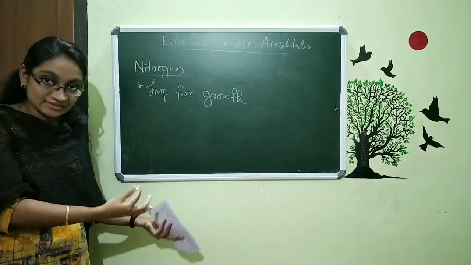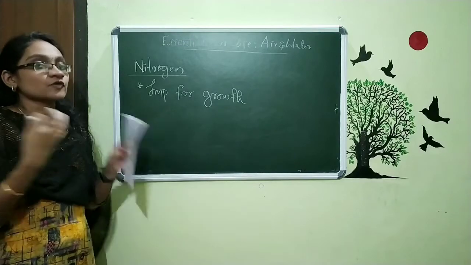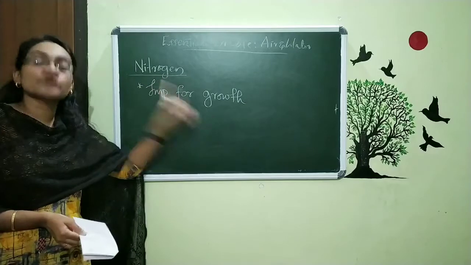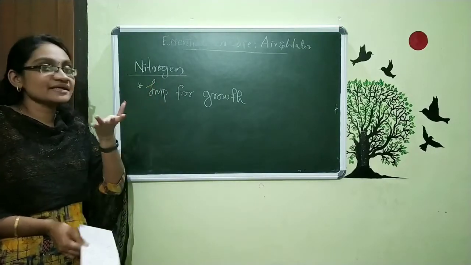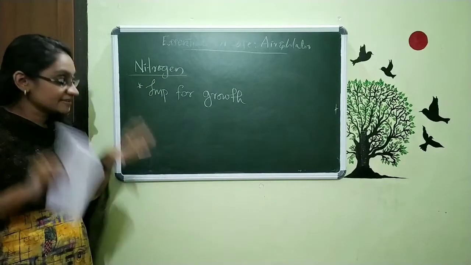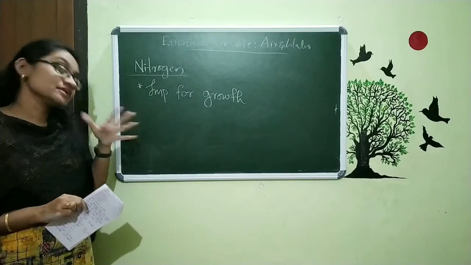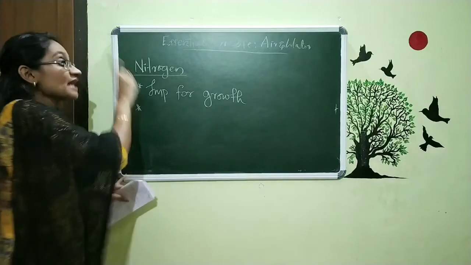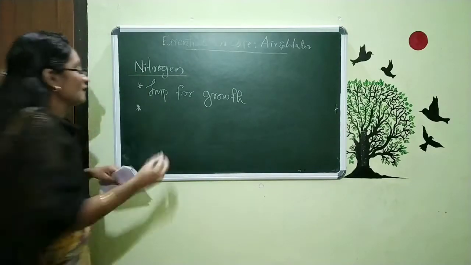Growth of plants, growth of human beings, growth of animals, growth of birds, all living things need nitrogen for their growth. But we are not taking in this nitrogen through our nose. We are not directly taking this nitrogen from the atmosphere, but we are getting it in another form. That is, plants are absorbing the nitrogen from the soil.